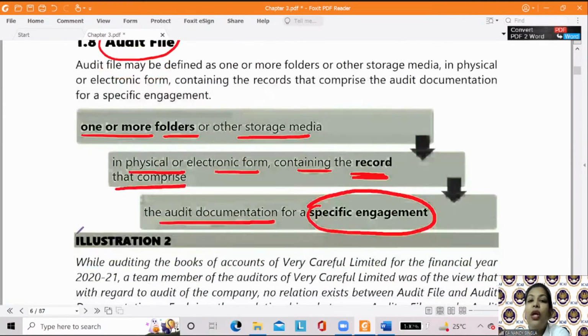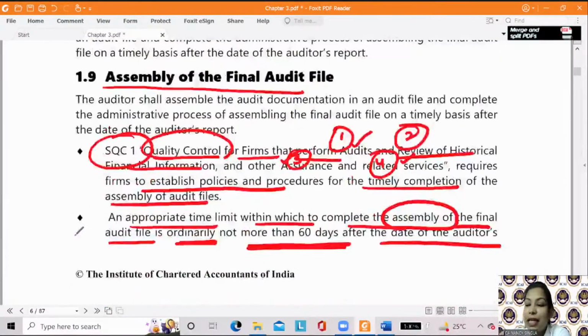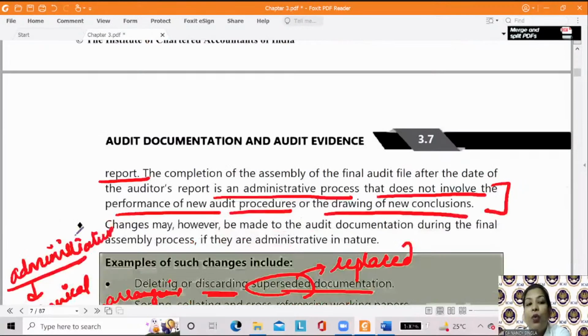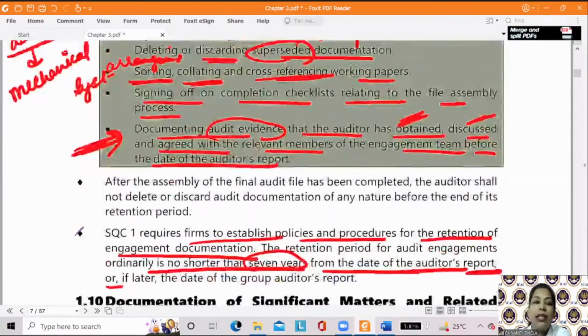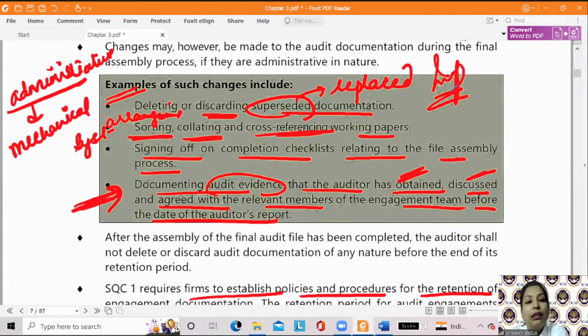Audit file is what? One or more folders or other storage media in physical or electronic form containing the records that comprise the audit documentation for a specific engagement. So SQC 1 says that administrative kind of work can be done for not more than 60 days from the date of auditor's report. And what is the administrative kind of work? These examples which are given in this box. Very, very important. You may straightforward get a 4-marker question: what are the administrative changes that can be made in the assembly of the final audit file.